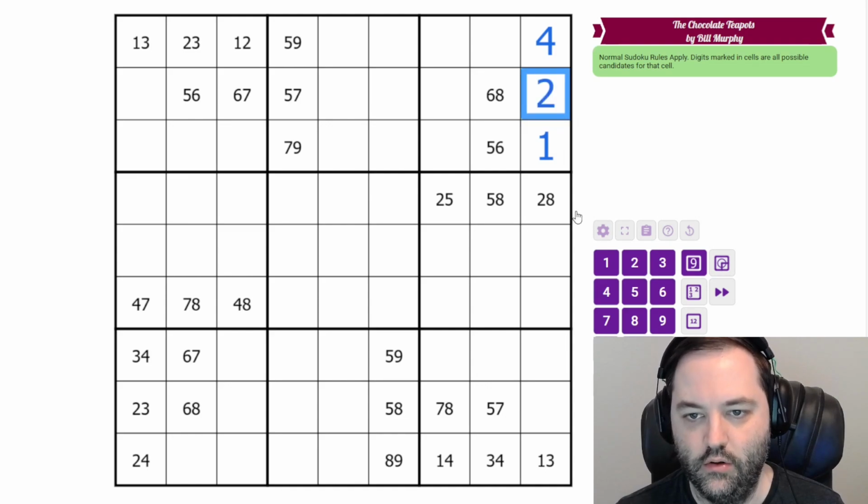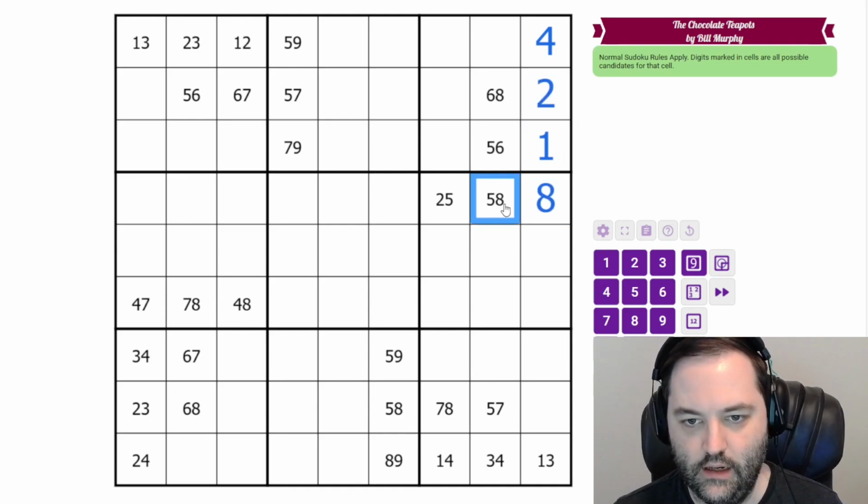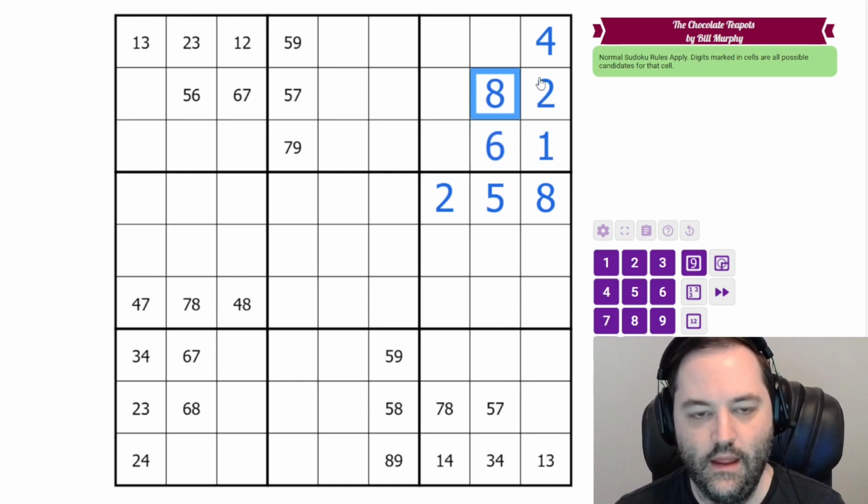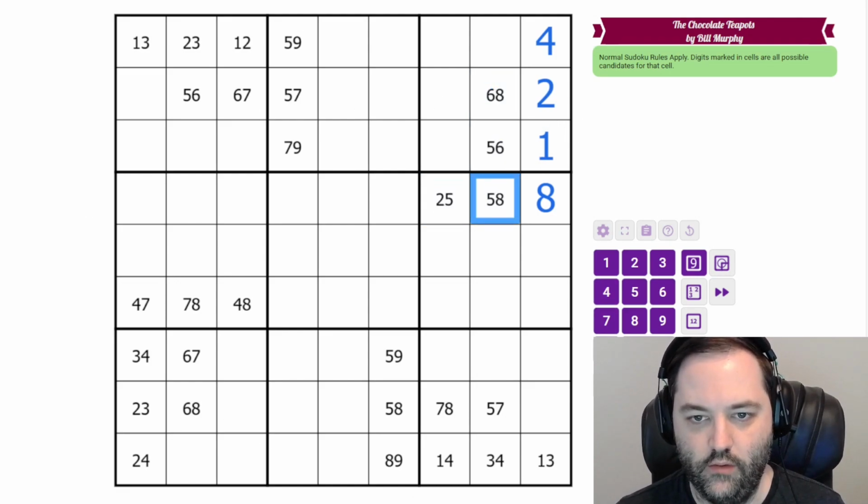So we get 1 here, 2 here. We also get 8 here, and 5, and 2, and 6, and 8. And once we've resolved one of them, it's just going to feed all the way around. But just to unwind for a second.